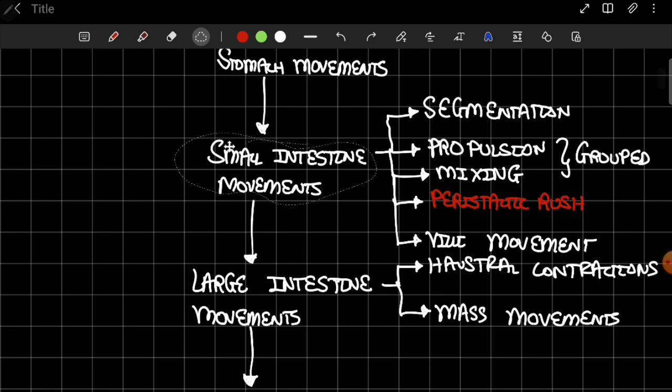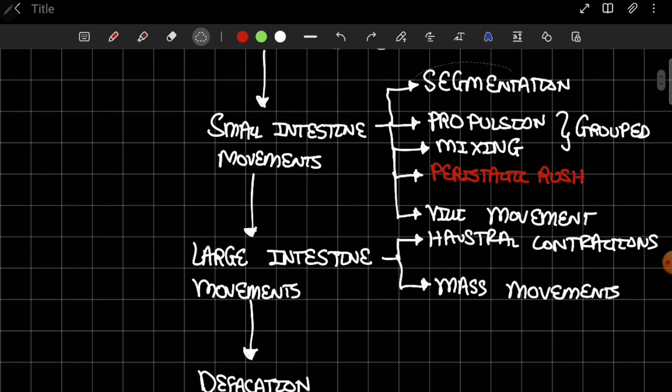And the small intestine movements, which are further four movements: the segmentation, the propulsion, the mixing, the peristaltic rush, and the villi movement. I said four movements because the propulsive and mixing movements are grouped or coupled. So everyone considers it as only one movement, but it ideally should be two different movements.